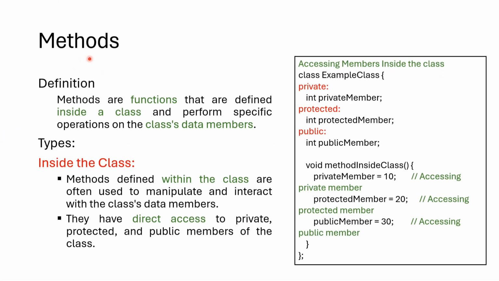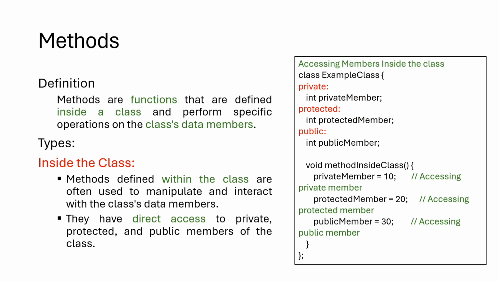Next is methods. In C++, methods are functions that are defined inside a class and perform specific operations on the class data members. There are two types. First is inside the class and second one is outside the class function. Inside the class function, methods are defined within the class and they are often used to manipulate and interact with the class data members, and they have direct access to the private, protected, and public members of the same class.